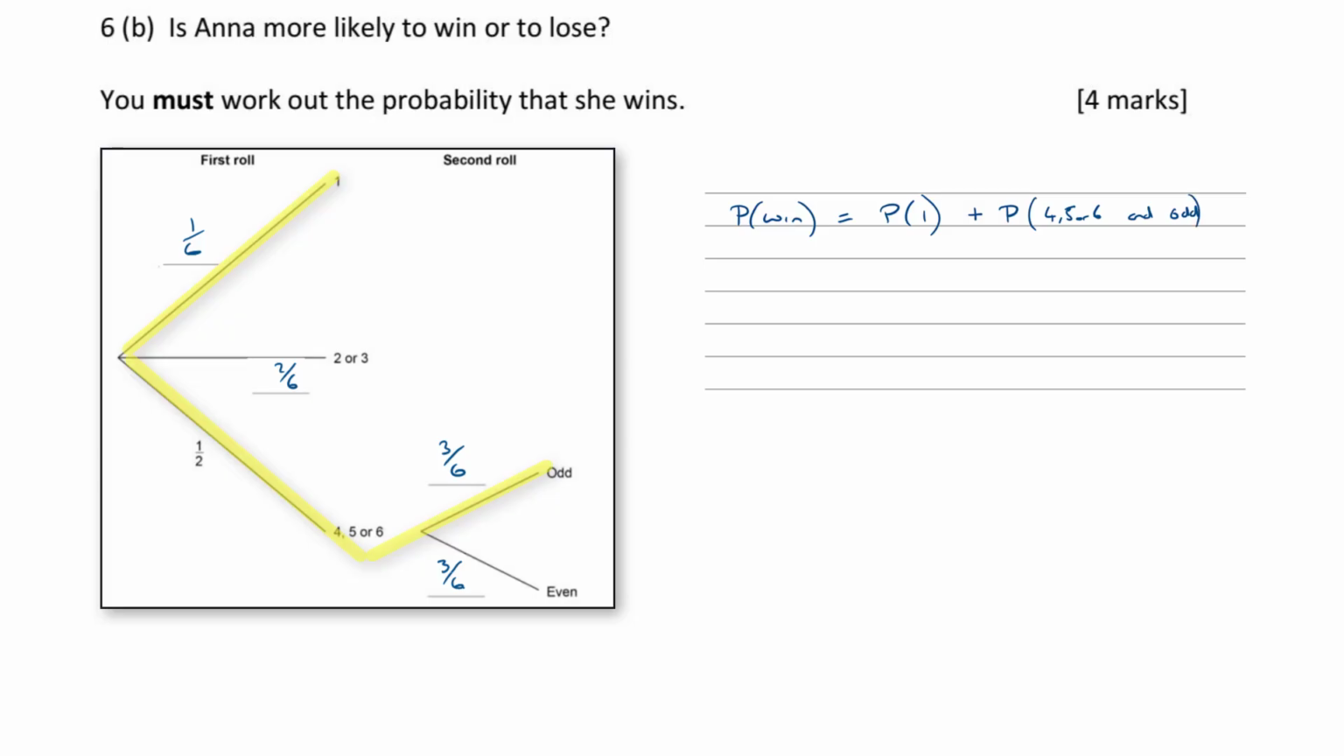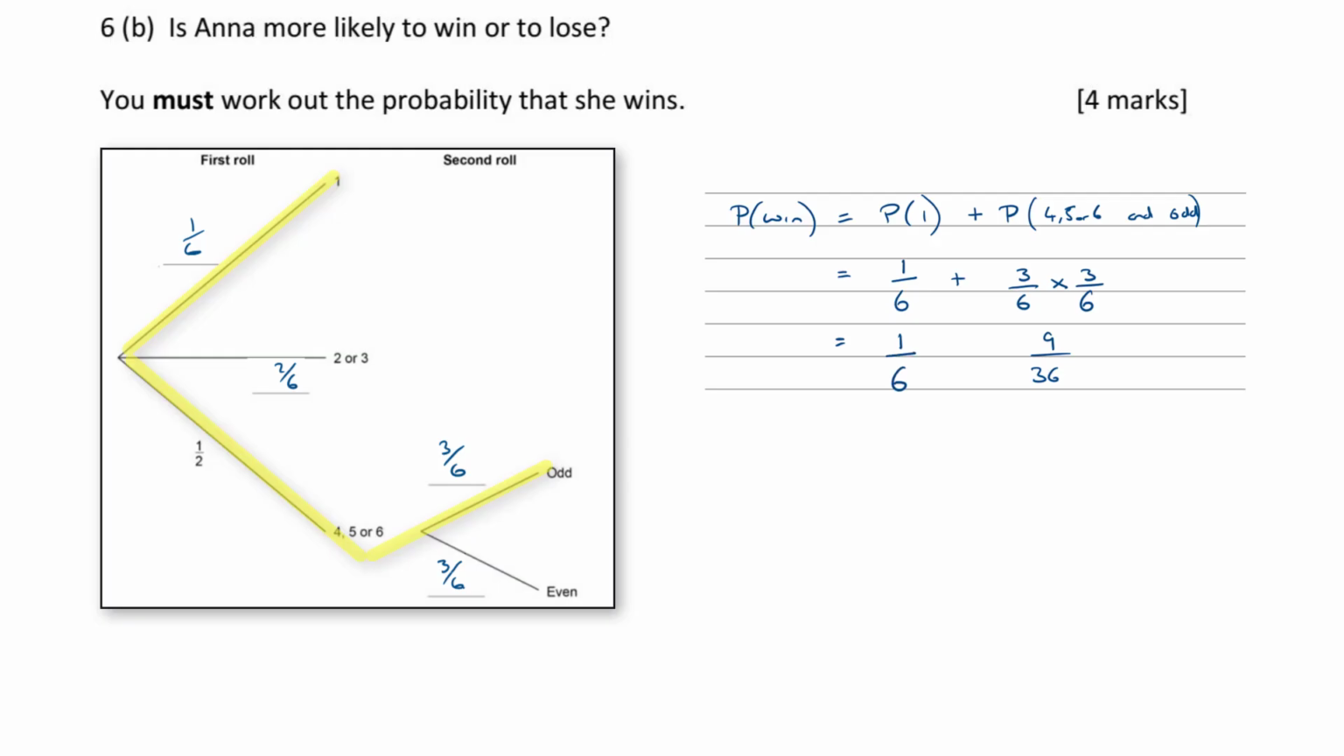Okay. So the probability of rolling a 1, that was just simply 1 out of 6, plus the probability of getting a 4, 5, or 6, that was 3 out of 6, wasn't it? And "and" means times in probability, odd, so that was 3 out of 6 as well. So I've got 1 over 6 plus 3 over 6 times 3 over 6. So 3 over 6 times 3 over 6, that's going to be 9 over 36.